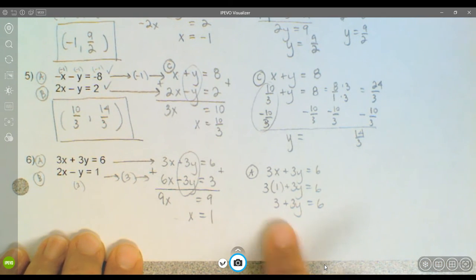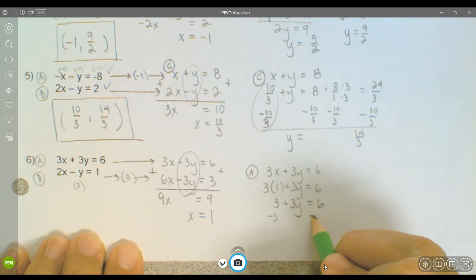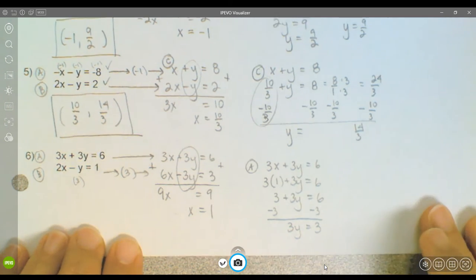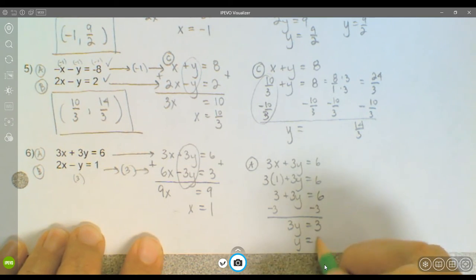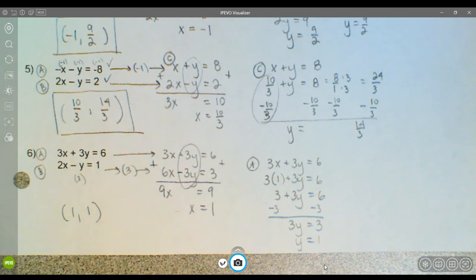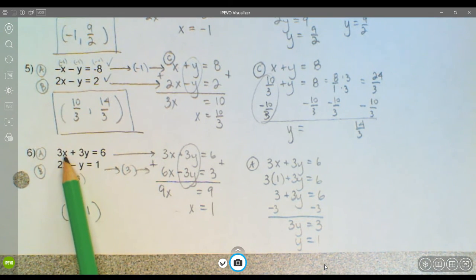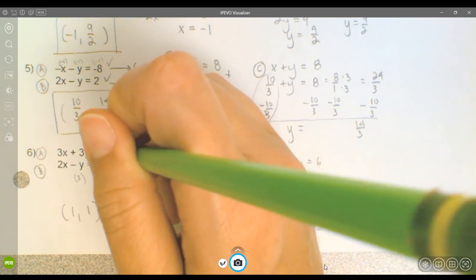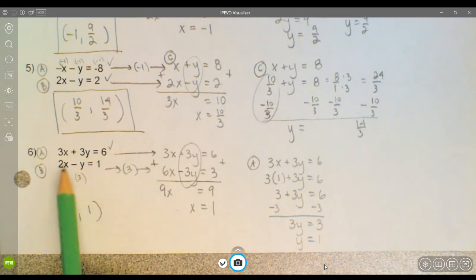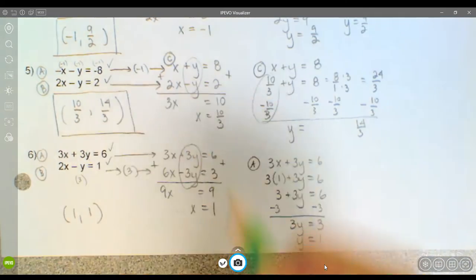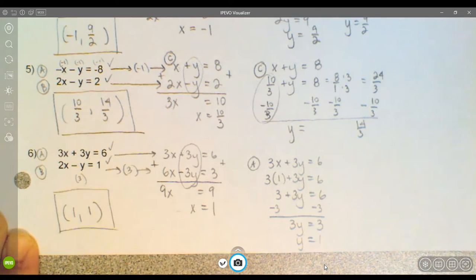So 3 times 1 is 3. I'm going to subtract that 3 from both sides, and I find that 3y equals 3, so y equals 1, and I think my ordered pair is 1, 1. 3 times 1, 3. Is 3 plus 3 6? Yup. 2 times 1 is 2. Is 2 minus 1 1? Yup. How you like that high-tech checking? All right, so I know that's the right answer.